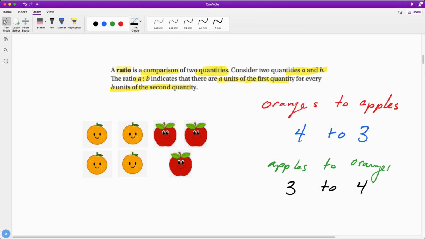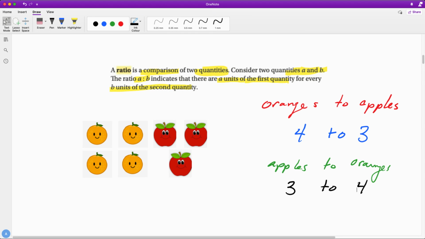And it's allowing us to indicate how many units we have of the first quantity, in this case oranges, for every units of the second quantity, apples. So we have 4 oranges for every 3 apples. And we can also use these to answer other questions. If there are 4 oranges for every 3 apples, and you count that there are 9 total apples at this store, well, how many oranges must there be? So it allows us to answer other questions and extend beyond just this ratio of 4 to 3.